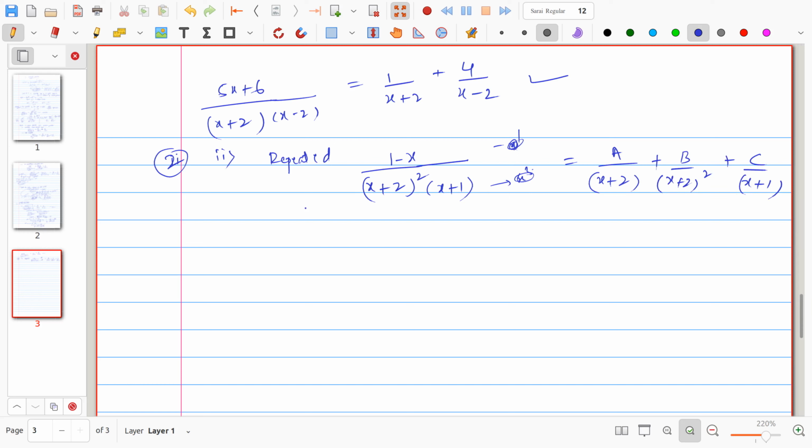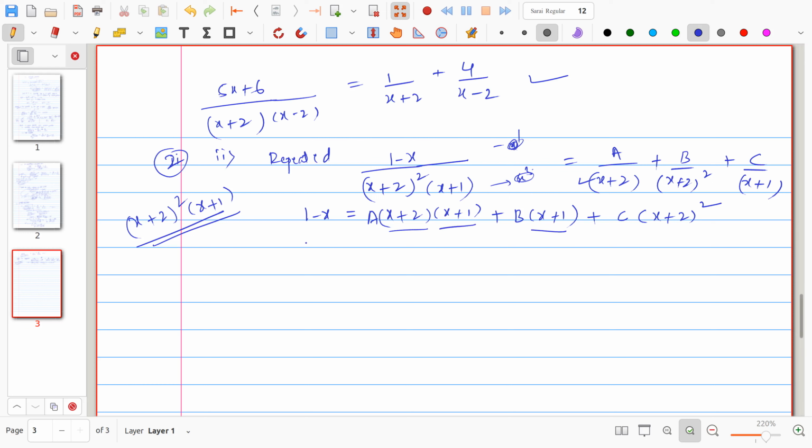Okay, then resolving this equation, 1 - x. What is the LCM we are having? The LCM is (x + 2) whole square, (x + 1). This is the LCM term, and here the (x + 2) term is there and one more term remains, then (x + 2) and (x + 1). Okay, A into (x + 2)(x + 1), plus B into (x + 1), and the C term, then (x + 2) whole square we have to write.